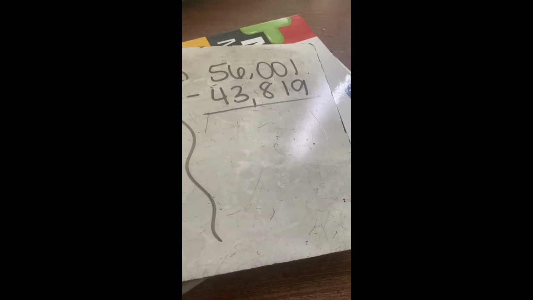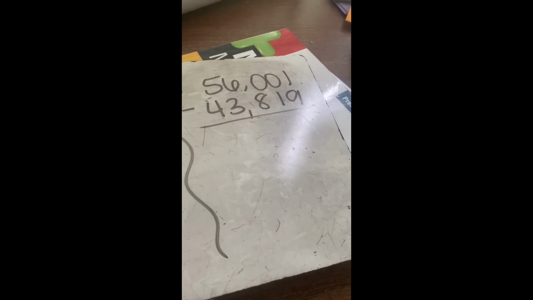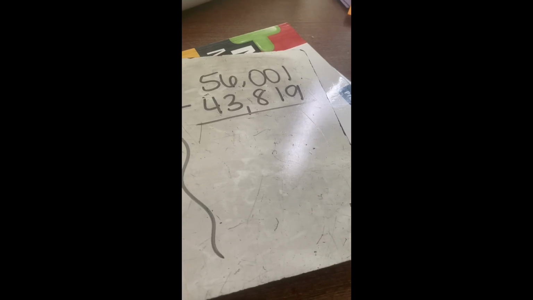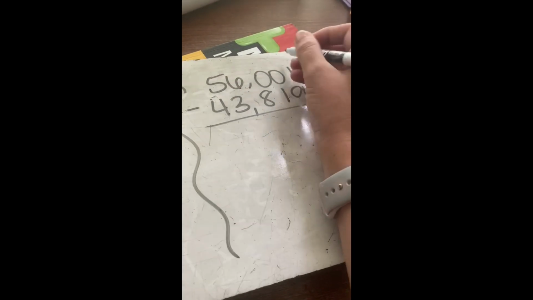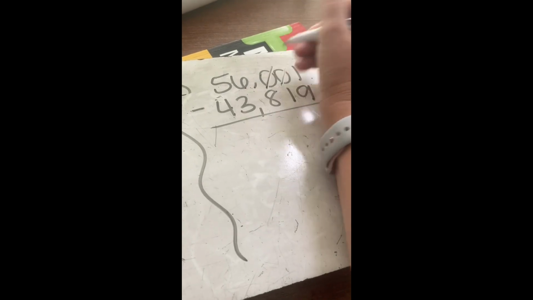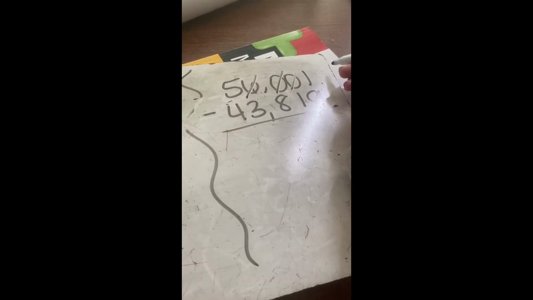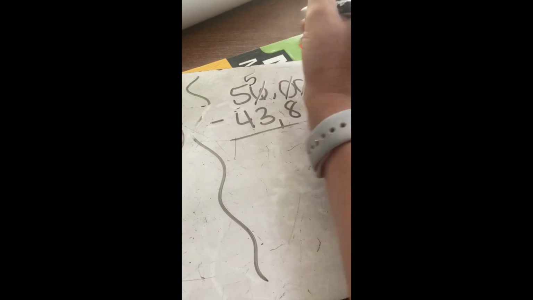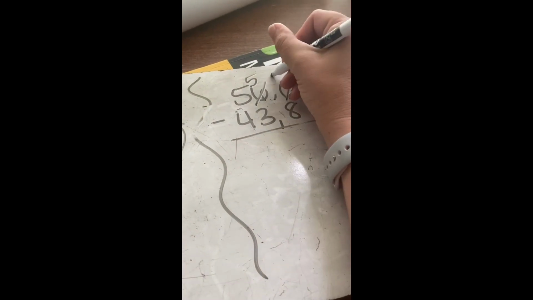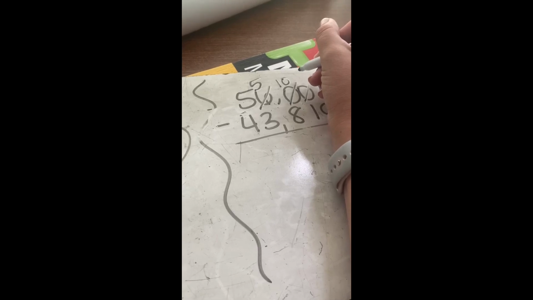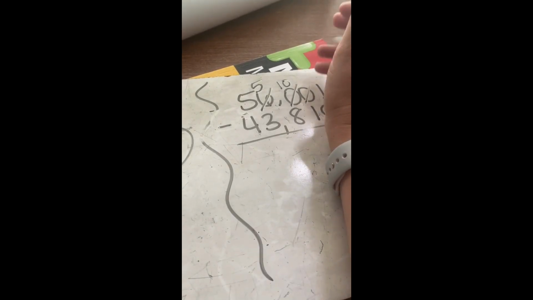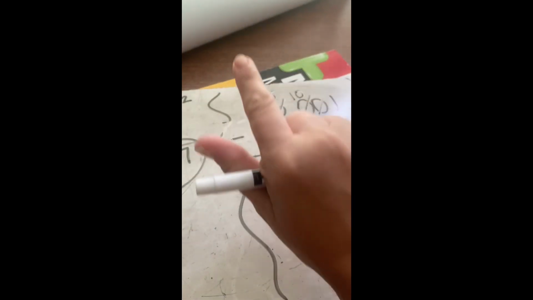Looking at our next problem, 56,001 minus 43,819. 1 minus 9, I can't do it. Keep going next door till they can help me out. This becomes 5,000. They give me 1,000, which is 10 hundreds. If I count by 100 10 times, I'm going to say 100, 200, 300, 400, 500, 600, 700, 800, 900, 1,000.